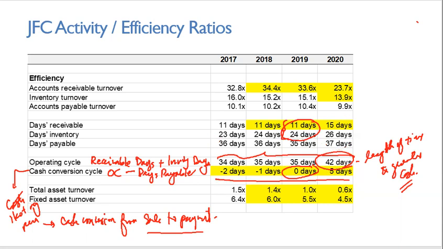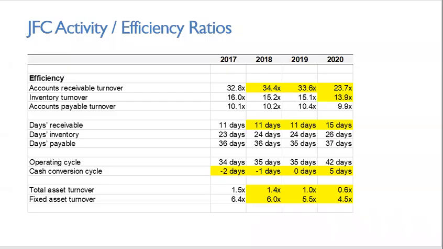Lastly, fixed asset turnover and total asset turnover. So for the fixed asset turnover, cash generation ability ng investment mo in total assets and fixed assets. So obviously, bumaba siya kasi bumaba nga yung sales ng 2020. Okay? So you can see that it deteriorated, but 2019 pa lang nagde-deteriorate na siya. Okay?